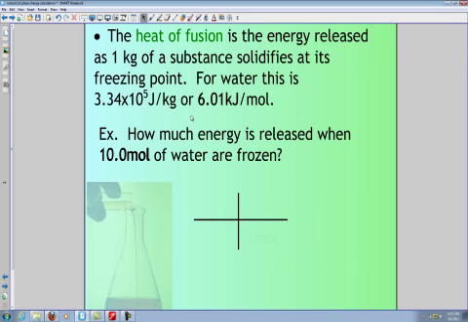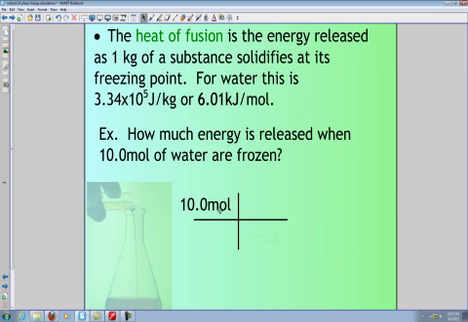The reason for that, if you go back and think about kinetic theory, is that the molecules are moving a lot faster in gas phase. They're a lot further apart, so they require a whole lot more energy than they do just going from solid to liquid. Solid to liquid, they're not really that much further apart. They're just moving a little bit faster and can flow.